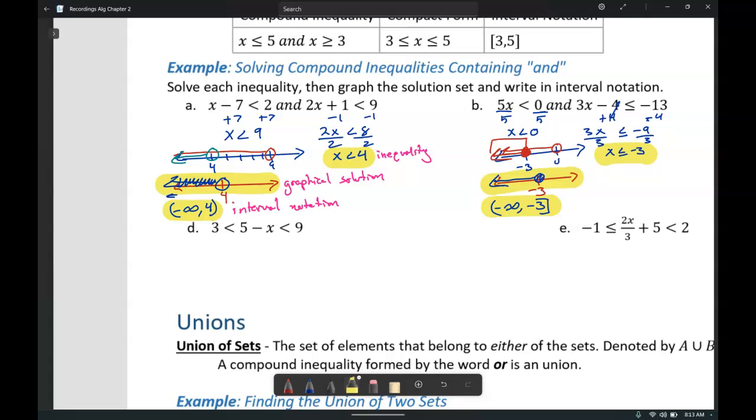Now we have a couple inequalities in compact form. So when we're dealing with compact form, normally what we do is think about, okay, if I just had this part here, let's ignore the rest of this for a second. To solve, I would subtract by 5, divide by -1. Don't forget to flip our inequality. So we would start by subtracting 5.